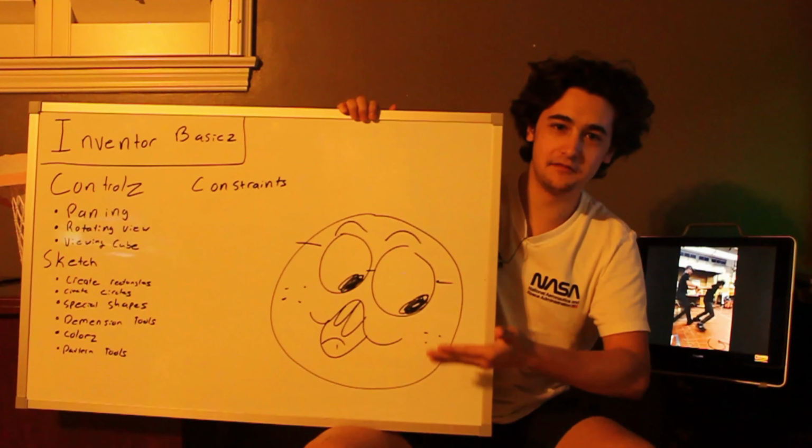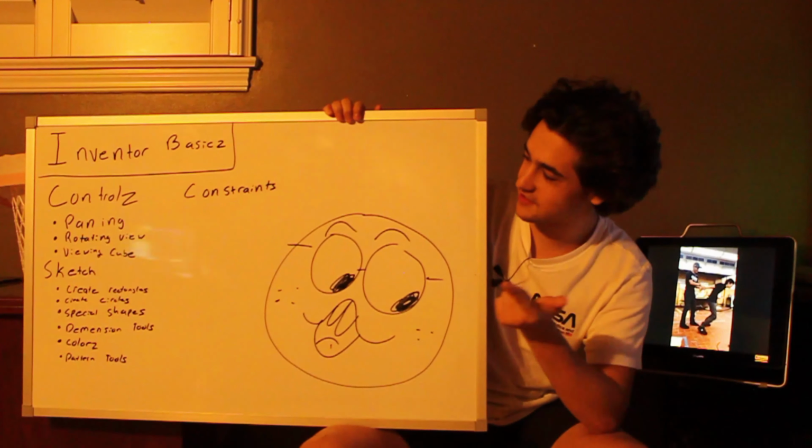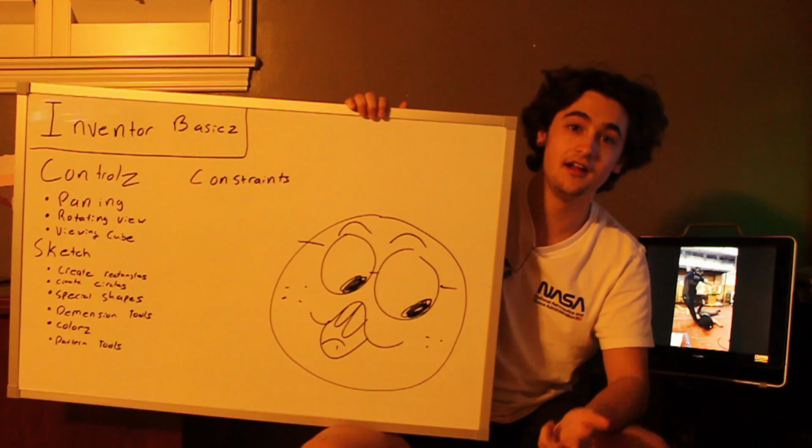Now we got our updated board here about what we're going to learn about today. We're going to learn our basic controls, our basic sketch functions, and some constraints, alright?